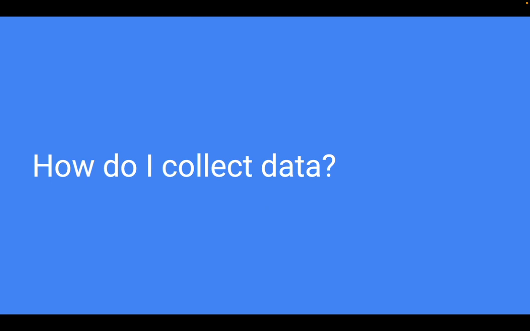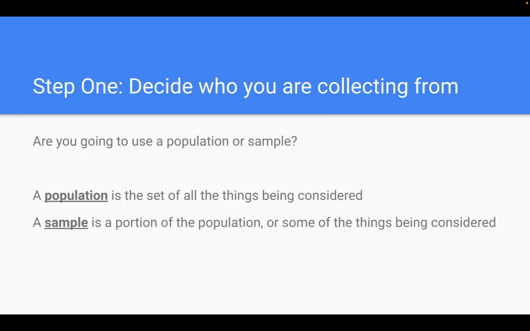All right, so now let's go into how we collect data. Take your time here. So let's look at step 1. Step 1, you have to decide who you are collecting the data from. So one big question here: are you going to use a population or a sample? So 2 new vocab terms here. A population is a set of all the things being considered. And a sample is a small portion of the population, or some of the things that are being considered. So the population would be everything, whereas a sample would just be a small portion of it. Think of it like a subset.